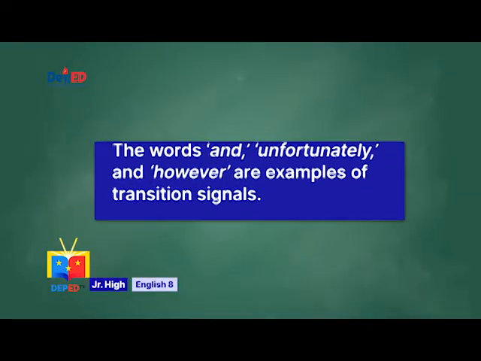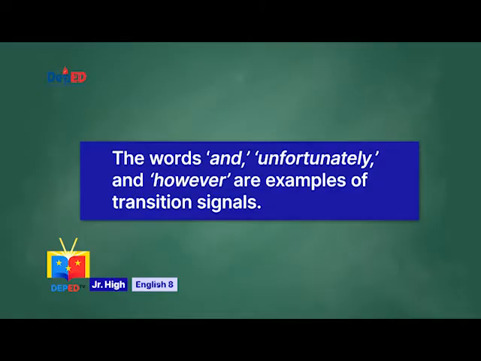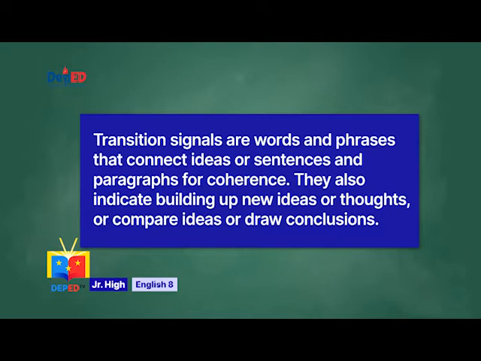Take note that simple conjunctions serve different purposes. Conjunctions that join words, phrases, or clauses together are the most basic transition signals. The words unfortunately, and however are examples of transition signals. Transition signals are words and phrases that connect ideas or sentences and paragraphs for coherence. They also indicate building up new ideas or thoughts, or compare ideas or draw conclusions.